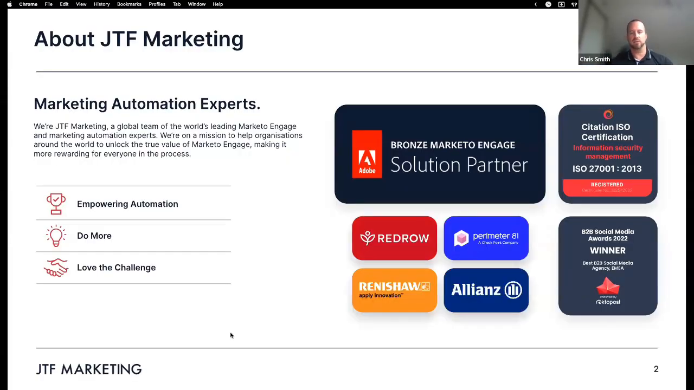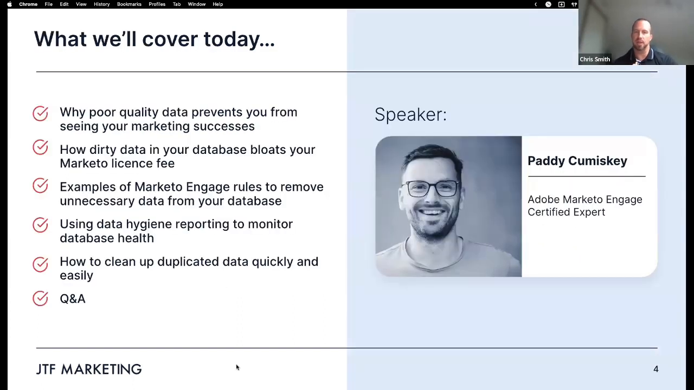Paddy is one of our senior consultants. He works with many different customers. He's a Marketo Engage certified expert, so a good load of knowledge in there, and he's going to cover some key points around data hygiene. So we're going to talk today about poor quality data. We're going to talk about dirty data, how to monitor data hygiene and how to monitor database health. And what we all want to know is how to clean up some of that data quickly and easily. So Paddy, over to you for what everyone really wants to hear, which is some of those key points about data hygiene.